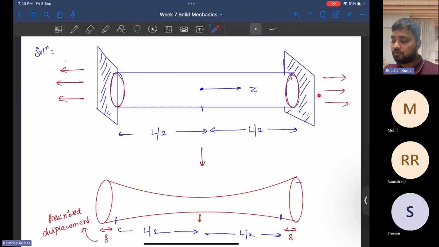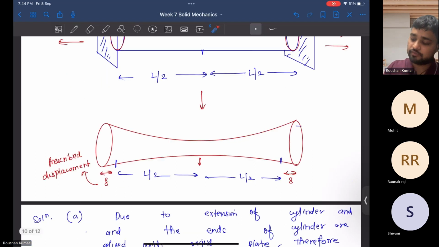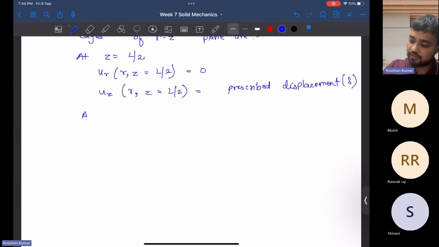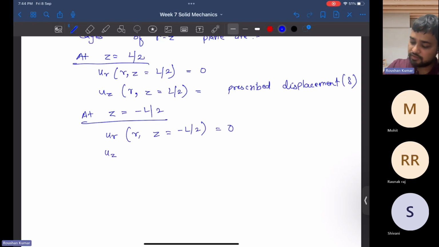So if we prescribe any displacement along this coordinate on the two ends, then it adds one boundary condition for this problem, that is the displacement along z direction. The third boundary condition is at z equal to minus L by 2. A similar boundary condition will be there also, that is u r at r at z equal to minus L by 2 is 0, and u z at r at z equal to minus L by 2 is a prescribed displacement, which is delta.